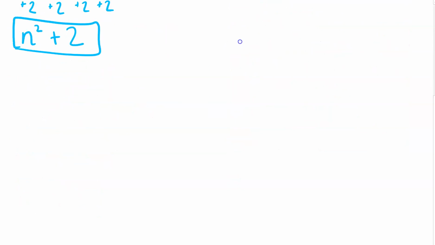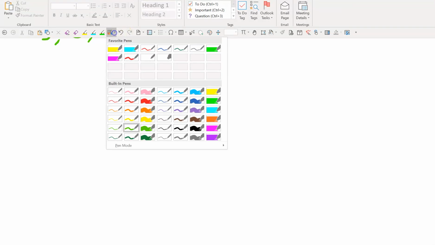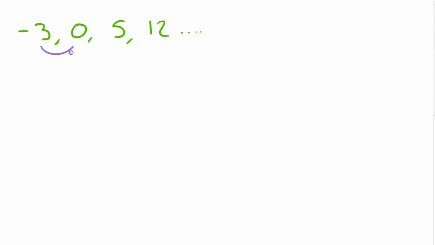Right, I'm going to do another example. So if I do -3, 0, 5, 12 and work out my differences, that's gone up by 3, that's gone up by 5, that's gone up by 7. So the first differences are not the same. The second differences are the same. That's how I know it's quadratic.